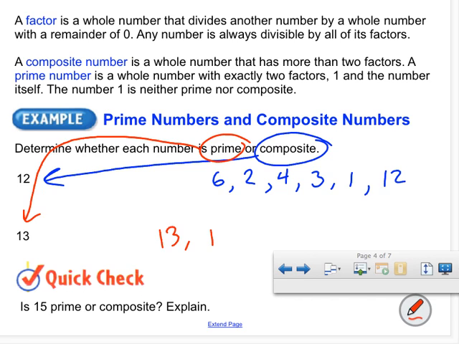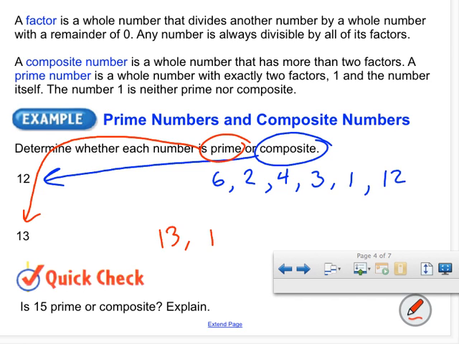Because if we think about the definition of a prime number, it has 2 factors. Does 1 have 2 factors? Just 1 factor, right? Okay. And here's another one. Is 0 a prime or composite number? No. So really, 1 and 0, neither of them have 2 factors, right? So neither of them are prime nor composite. Got it? Any other questions?